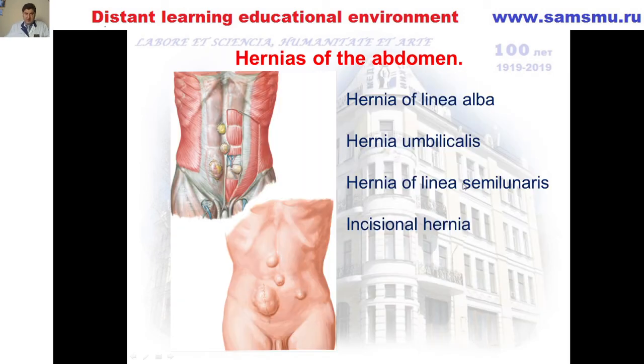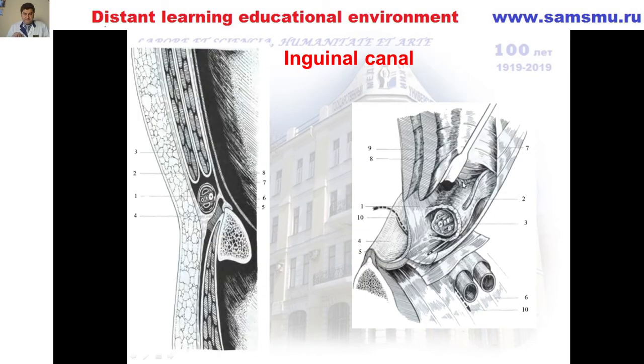So next we'll talk about the inguinal canal. The inguinal canal, which you may see in this picture, canalis inguinalis, is a passage transmitting the spermatic cord, funiculus spermaticus, in the male and the round ligament of the uterus in the female. You may see the spermatic cord here.